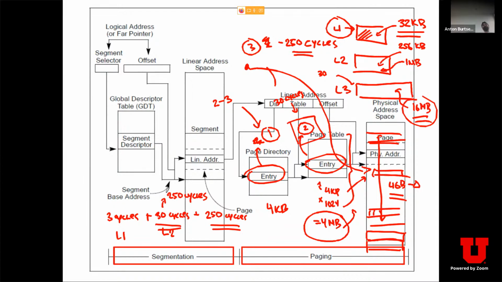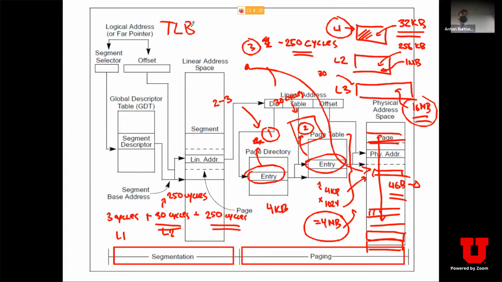But unfortunately, modern machines use larger address spaces, so you will see the same picture coming back. So the hardware designers said, we clearly see the problem. The access time can easily double just because of this translation. So they implemented a special mechanism, which is called the translation lookaside buffer, TLB.